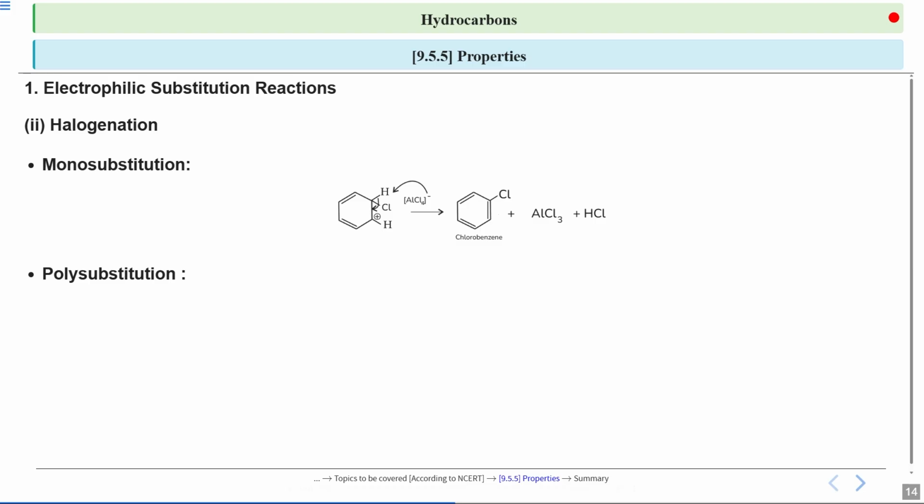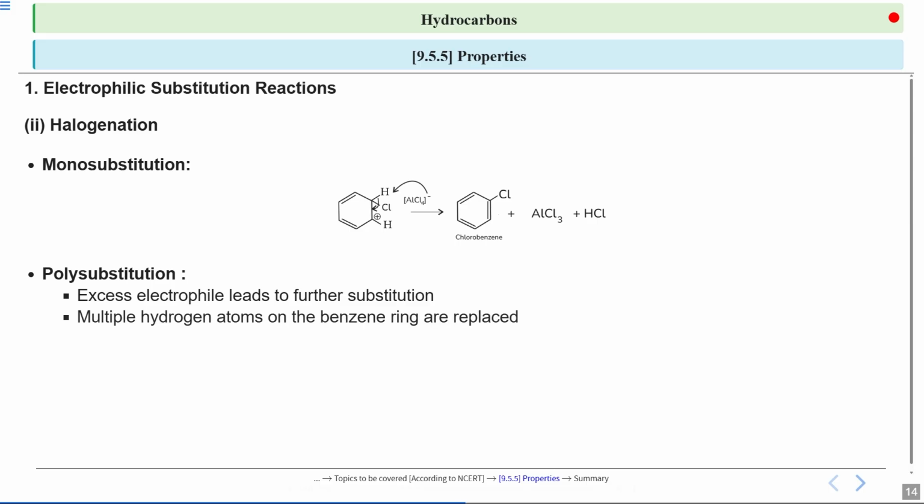This means more than one halogen atom is substituting your hydrogen atoms. The process depends on the amount of electrophile present and the reaction conditions. Excess electrophile may lead to further substitution, as more hydrogens are replaced. This is important in industrial processes where complete halogenation might be desired.